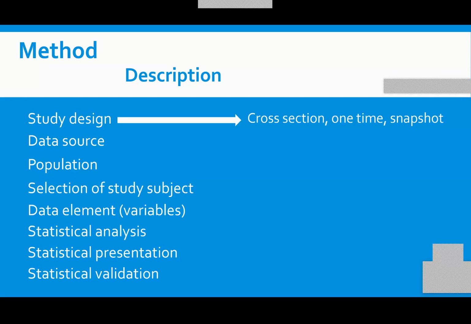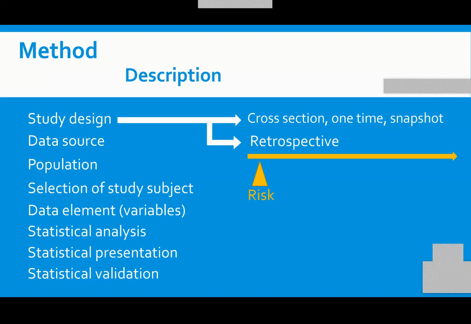So the study design can be a one-time study, cross-sectional, where we go and take the sample, or it can be retrospective. What is retrospective? Retrospective is observational, a descriptive study, not an analytic study. There is a risk factor and there is a disease process, but the investigator came to study the effect of the risk on the disease after the disease occurrence.